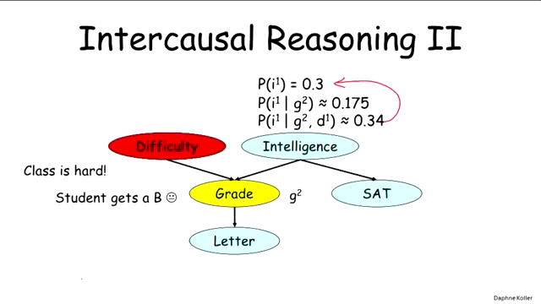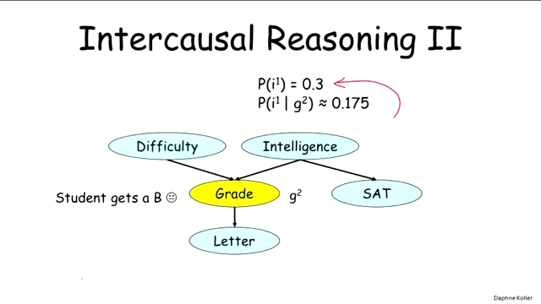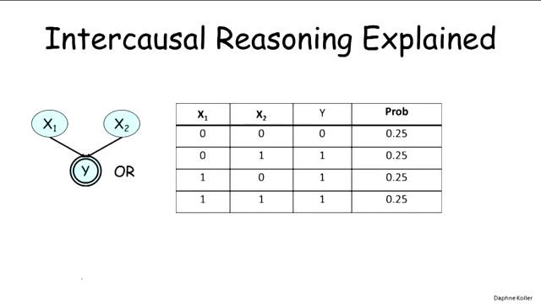So intercausal reasoning is a little hard to understand. It seems a little bit mysterious because after all, you look at difficulty, you look at intelligence, there's no edge between them. How would one cause affect another? So let's drill down into a concrete scenario, which is this one, and just to really understand the mechanism. So this is the purest form of intercausal reasoning.